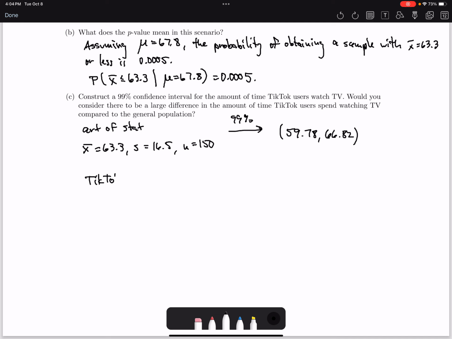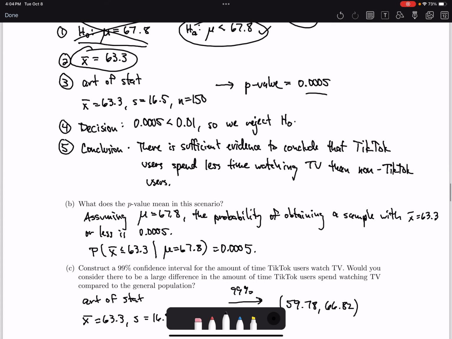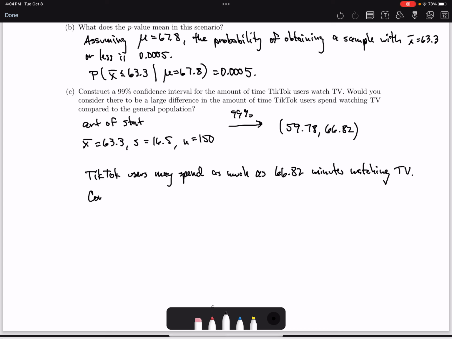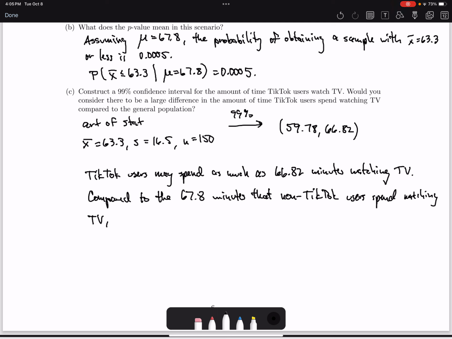TikTok users may spend as much as 66.82 minutes watching TV, compared to the 67.8 minutes that non-TikTok users spend watching TV. This is not a substantial difference.